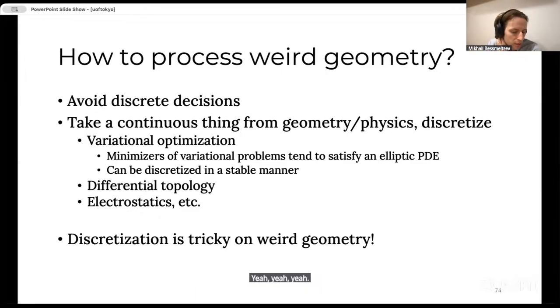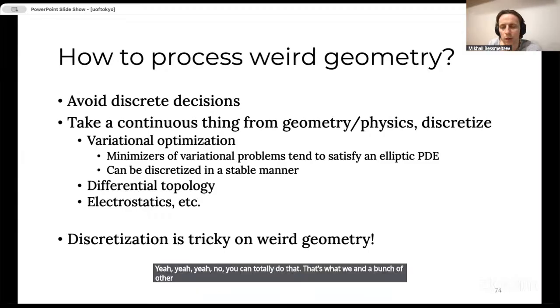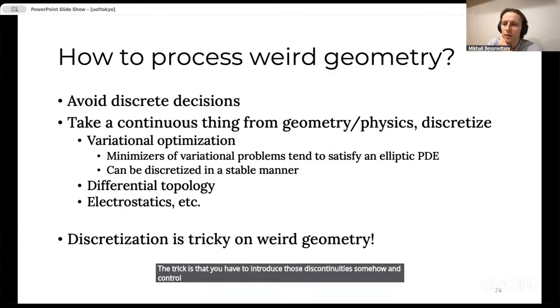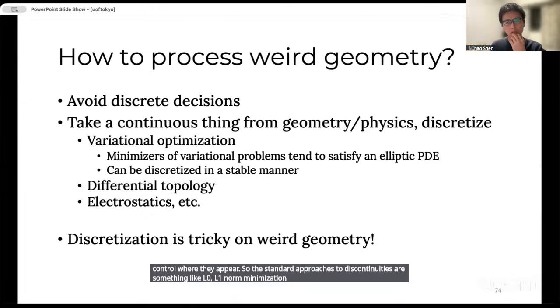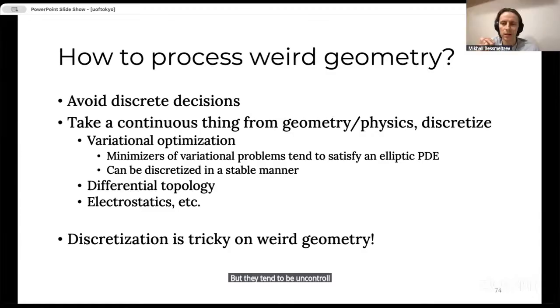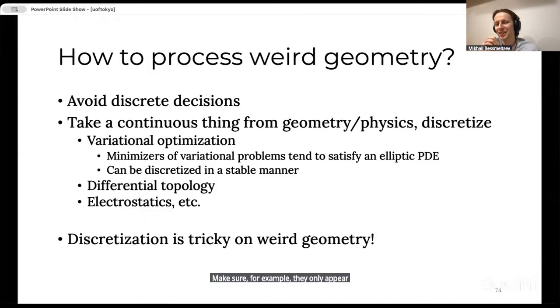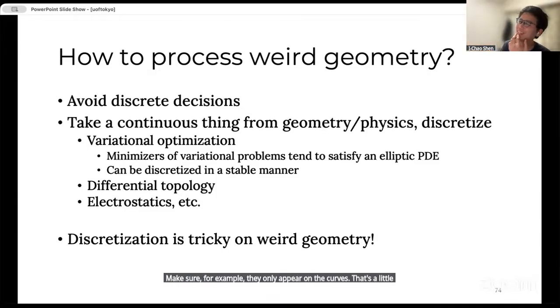Yeah, no, you can totally do that. That's what we and a bunch of other groups are working on right now. The trick is that you have to introduce those discontinuities somehow and control where they appear. The standard approaches to discontinuities are something like L0, L1 norm minimization, but they tend to be uncontrollable. You don't know where they appear. So you need to make sure, for example, they only appear on the curves. That's a little difficult.